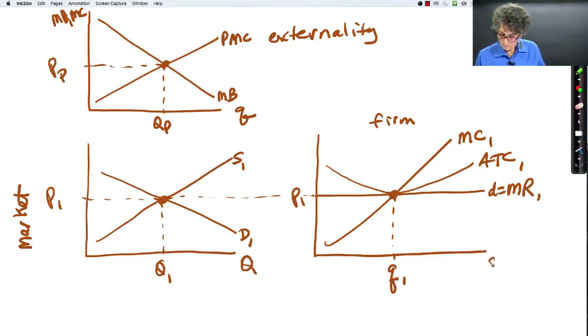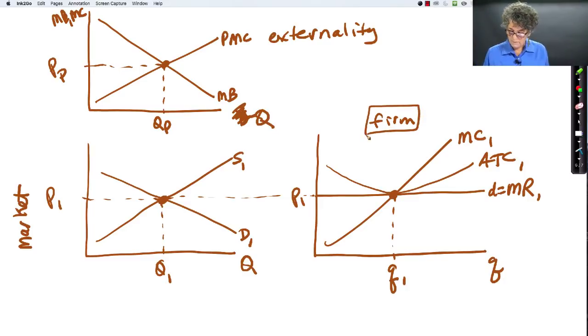Oh, I suppose now I do care about upper and lower case. Let me change this Q on my upper left to an uppercase Q, because that's the whole market. And then over here on the right, where I have the firm, I've got my lowercase q, just to remind us that this lowercase q is in tens and the uppercase Q is in 10,000s. Okay, so that's our start. We're good, right? We're good.